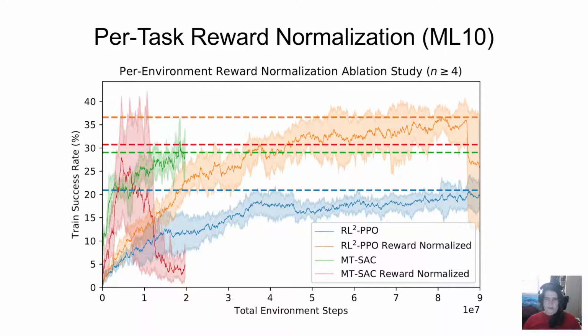So RL squared PPO in this case improves in performance by over 100% by first, per task, taking the reward signal of each task separately, making it have unit variance, and then shuffling those together. However, this type of naive reward normalization actually causes multitask soft actor critic to have significant issues, which I get into in more detail in the manuscript, but essentially this is just not appropriate for Q learning. But a similar approach could be made to work, perhaps.